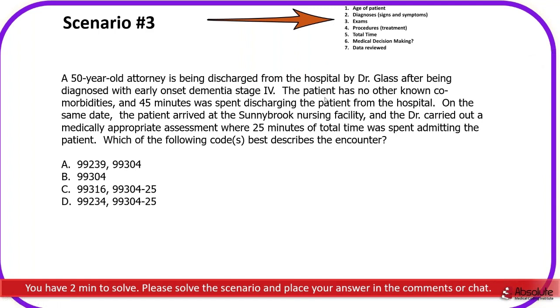Thank you, Ms. Jasmeet. And coders, that's 2 minutes. And from what I see in the chat, from your answers, you guys are nailing these E&M scenarios and the guidelines as well. So let's go ahead and look at the keywords here. A 50-year-old patient is discharged from the hospital by Dr. Glass. He was diagnosed with dementia stage 4, and 45 minutes was spent discharging the patient from the hospital, and 25 minutes of total time was spent admitting the patient as well.